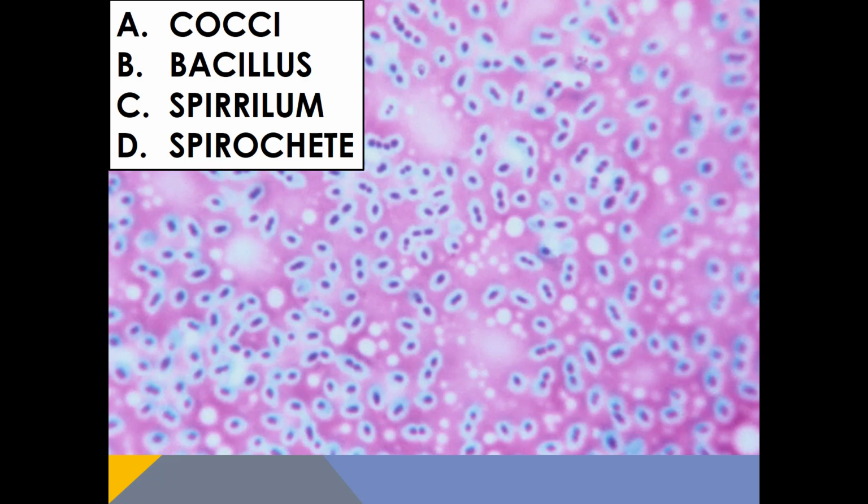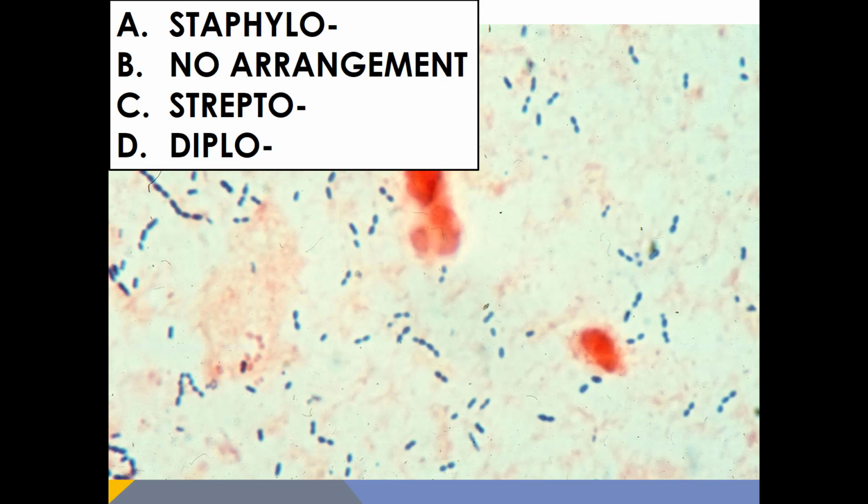Next, cocci, bacilli, spirillum, or spirochetes. These are cocci, these are diplococci. This is a capsule stain, and this particular organism is Streptococcus pneumoniae, and it causes pneumonia because of that capsule, and it's often found in a diplo formation, even though it is a streptococcus. This is the same, Streptococcus pneumoniae.